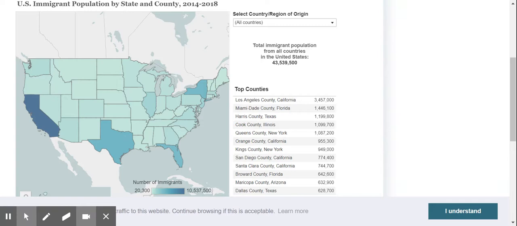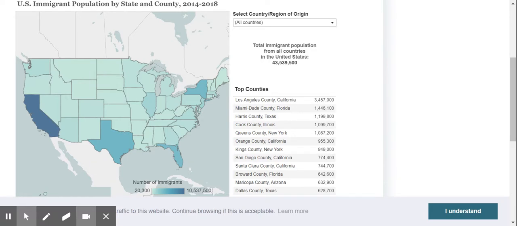The next thing I'm looking at is the key, and generally the key tells you what all the colors in the map mean. On this map, the key is this sliding scale of blue. The lighter blue means fewer immigrants, and the darker blue means the most immigrants.